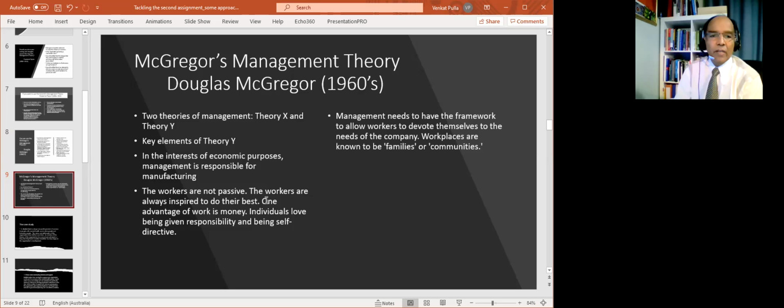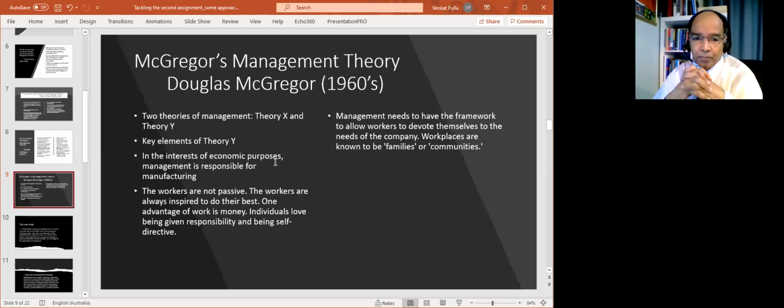Now we will continue a little more about the management part, McGregor's management theory. The theories of management, theory X and Y, that we reviewed last time: what were the key elements of theory Y? In the interest of economic purposes, it says management is responsible for manufacturing. So let's not use the word manufacturing here. Management is responsible for the services that it undertakes. Workers are, of course, not passive. The workers are always inspired to do their best. That means they are motivated to do their best.